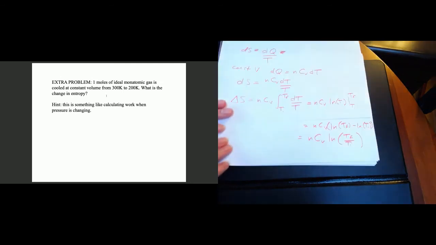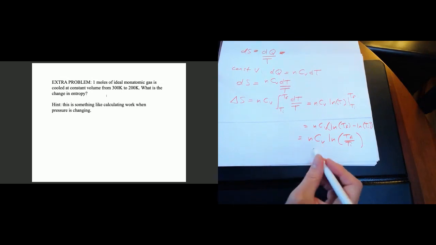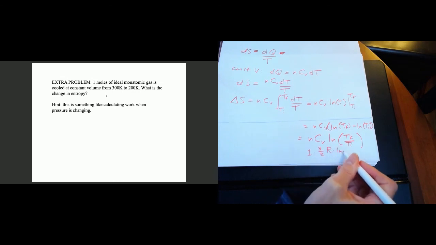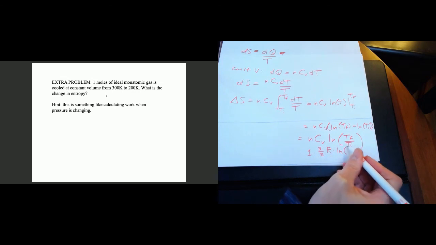Okay, so let's plug in the numbers. So it says we have 1 mole. It's an ideal monatomic gas. So 3/2 R, and then log of T final, 200, over T initial, 300. And so you can work out what that is by plugging in the numbers.